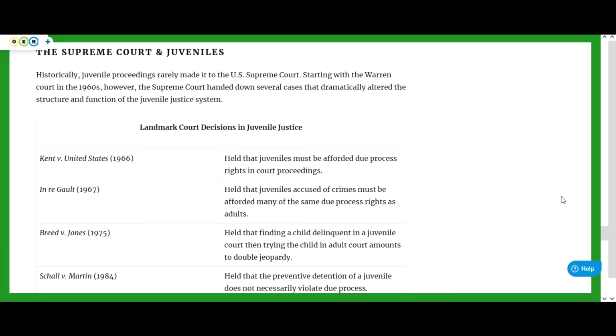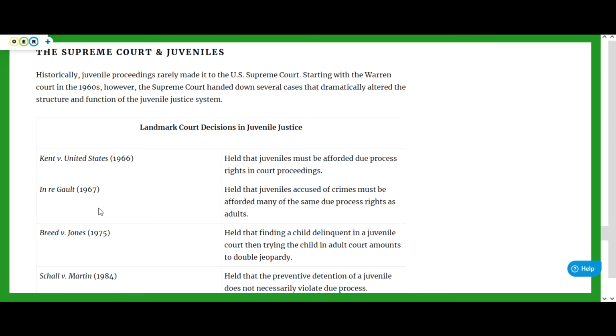afforded due process rights the same as adults. So they've already been in their own system, but up until that point, they didn't have the same rights as an adult does in a court proceeding. So this was, okay, they actually deserve the same rights. And so in Gault, 1967, it just held that if you're accused of a crime, even as a juvenile, it just reemphasizes you must be afforded many of the same process rights as adults.